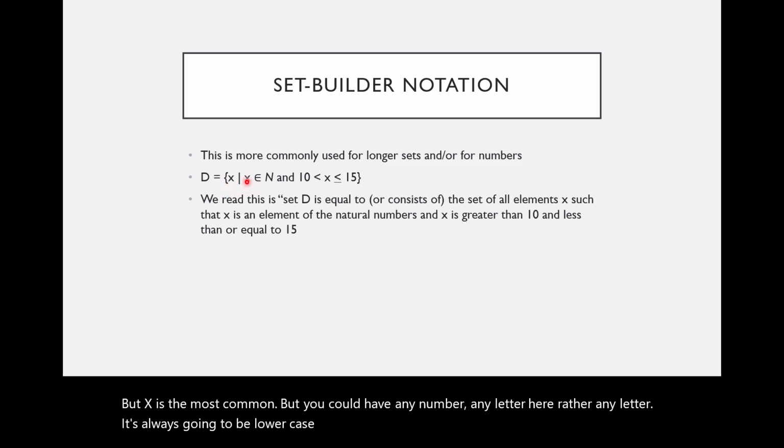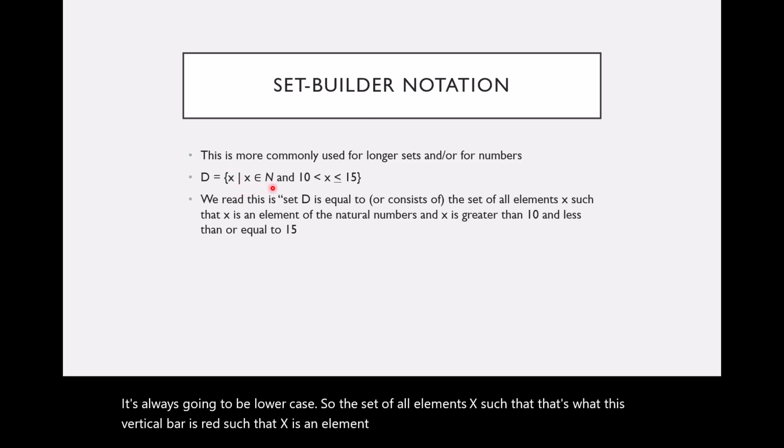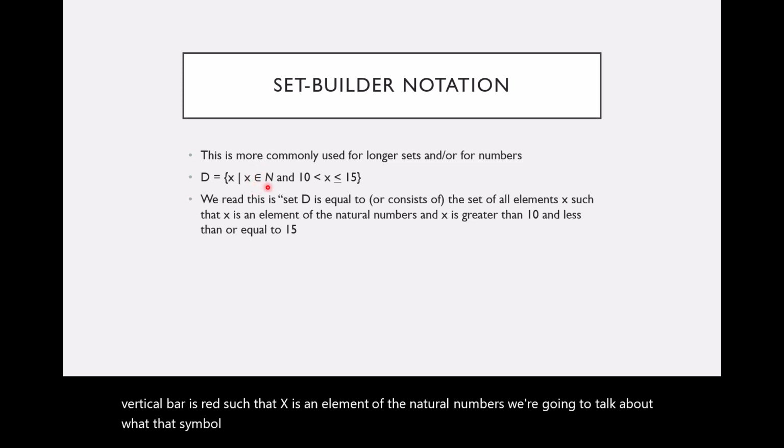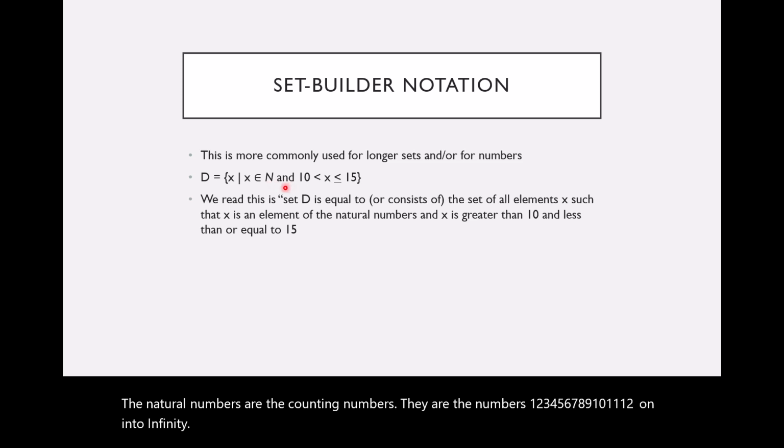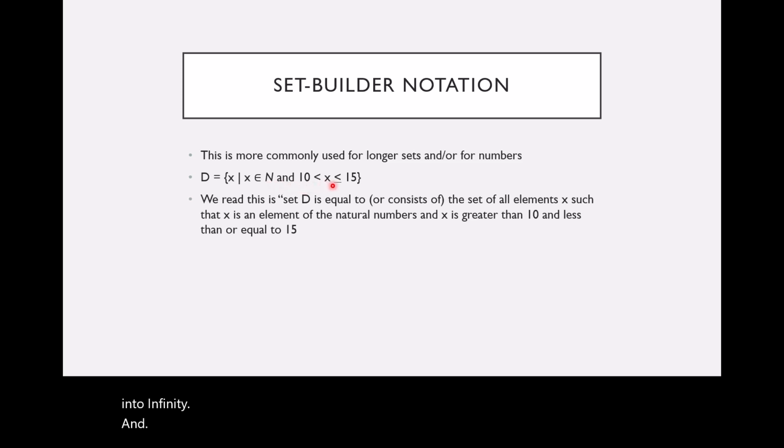So the set of all elements X, such that, that's what this vertical bar is read, such that X is an element of the natural numbers. We're going to talk about what that symbol means in a little bit. The natural numbers are the counting numbers. They are the numbers 1, 2, 3, 4, 5, 6, 7, 8, 9, 10, 11, 12, on into infinity. And X is greater than 10 and less than or equal to 15.